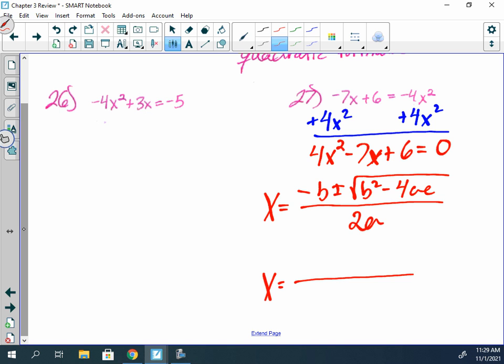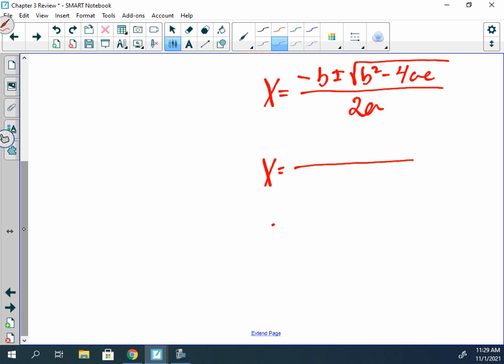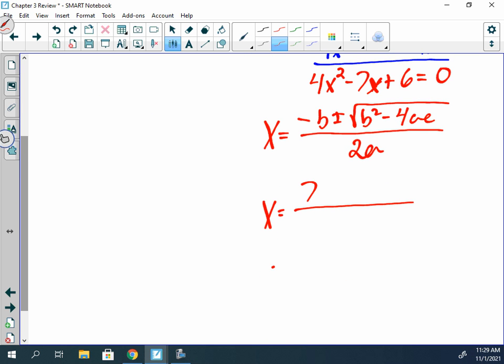Now what we're going to do is plug in the values of a, b, and c. Well, the value of b is negative 7. So if I plug it in for negative b, it would just be 7. Now inside the square root, we would have negative 7 squared minus 4. Well, a is 4 and c is 6. It's all over 2a, well, the value of a is 4, so 2 times 4 is 8.